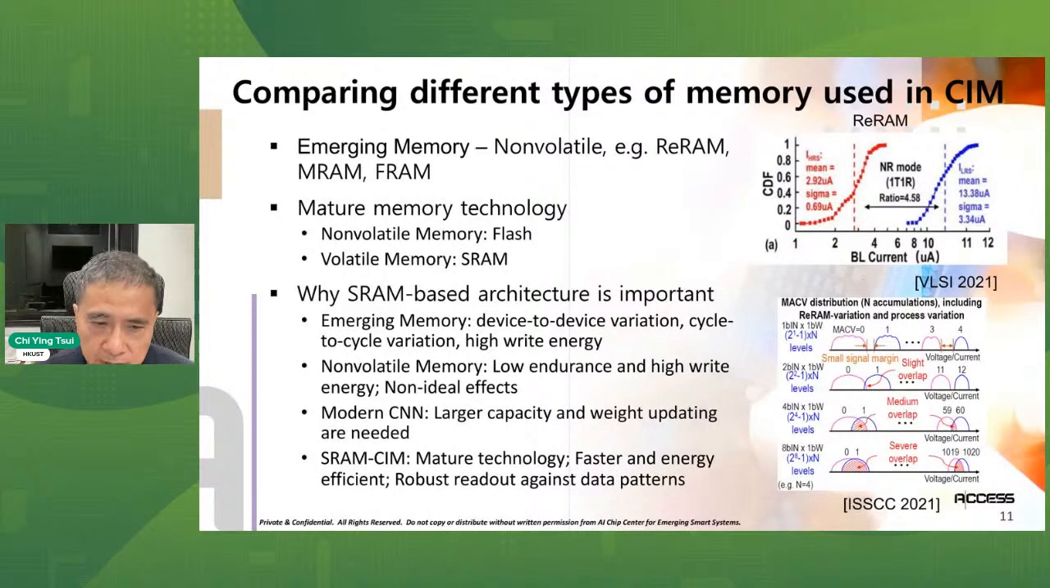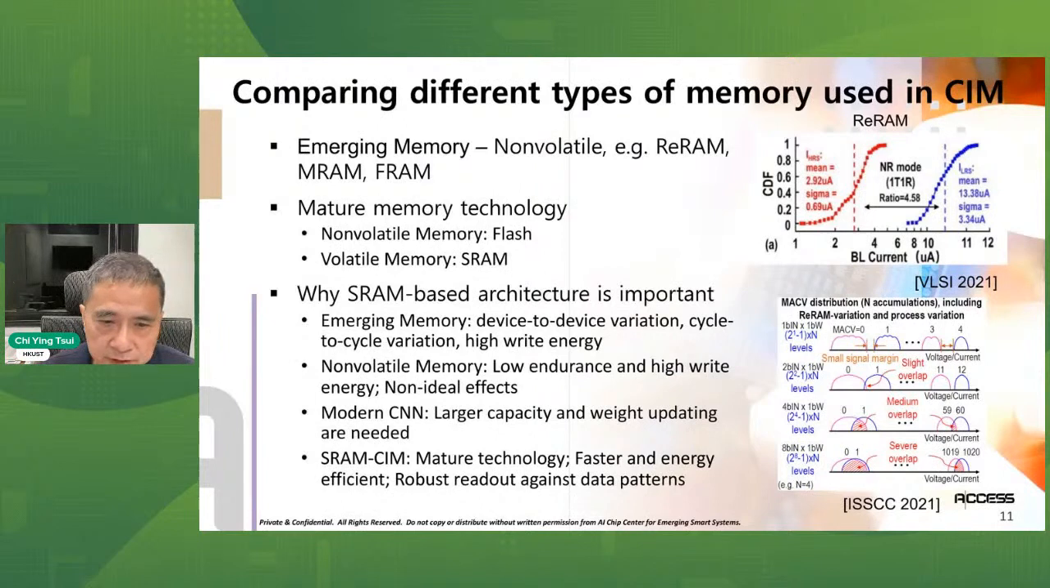At the same time, for modern CNNs you have very large capacities, and sometimes you cannot use a single SRAM macro to hold all the parameters. So sometimes you still need to update the memory quite often, and with that the write energy becomes a bottleneck for deploying this in real applications.